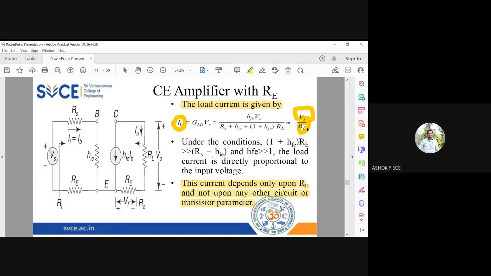So RE plays a very, very crucial role in providing proper negative feedback to the amplifier. So what value of RE you're going to take is going to decide the performance of your circuit completely. Okay, so you have to be very, very careful in designing what value of RE we are going to choose for this current series feedback amplifier.